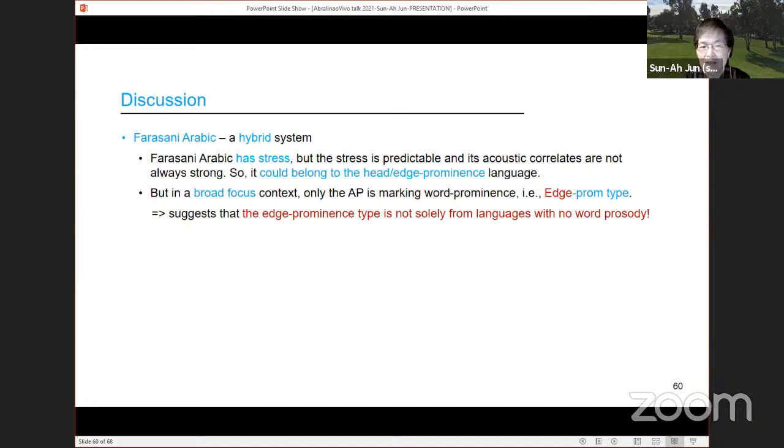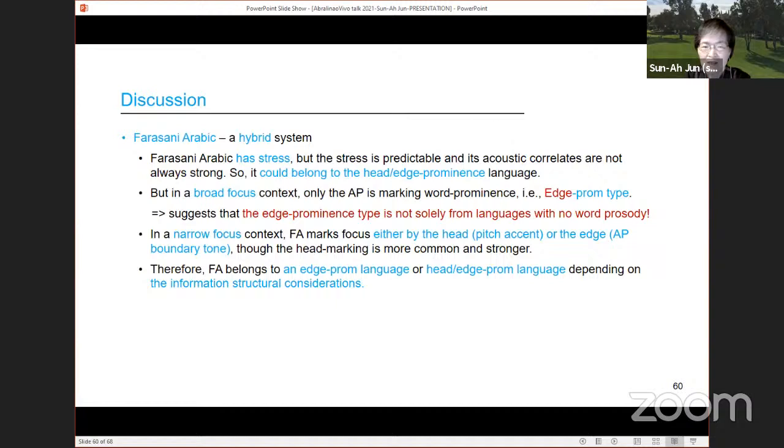They have a lexical stress, but the stress is predictable and its acoustic correlates are not always strong. So it could belong to head-edge prominence languages, but in a broad focus context, only the AP is marking word prominence. That means it belongs to the edge prominence type. This suggests that the edge prominence type is not solely from languages with no word prosody. In a narrow focus context, they mark focus either by the head or the edge, even though head marking is more common and stronger. Therefore, this language belongs to an edge prominence language or a head-edge prominence language, depending on the information structural considerations.